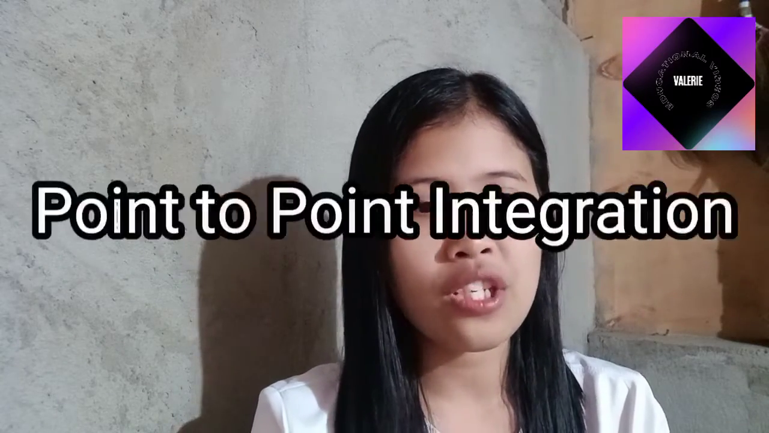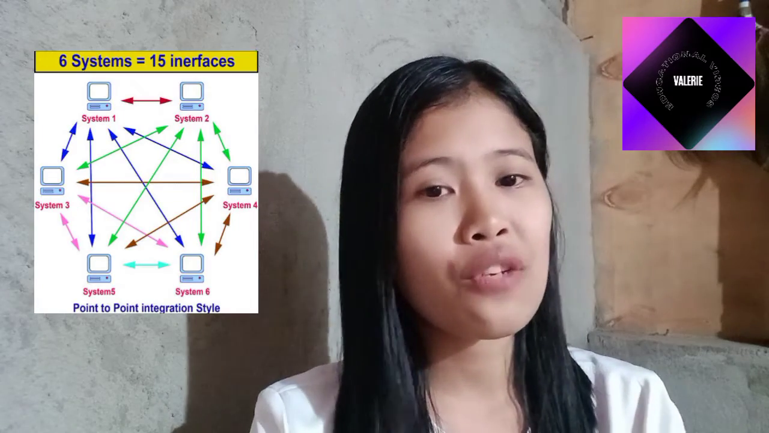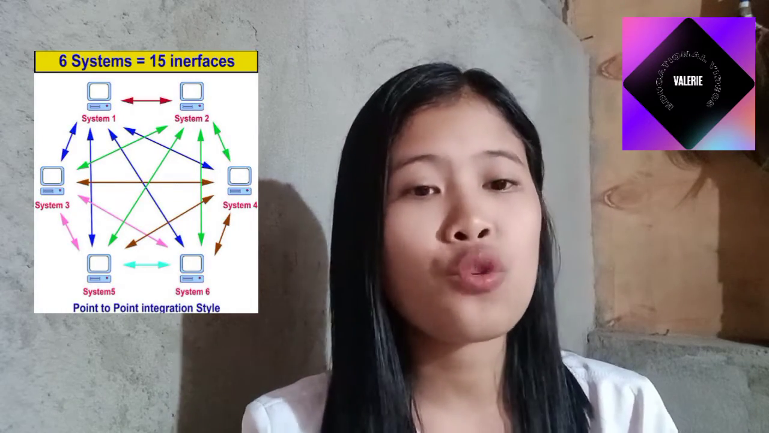The first is point-to-point integration. Point-to-point integration is also known as one-to-one integration. It's the simpler of the two integration models. Point-to-point integration is used when a sender has to send a message to a single receiver. As an example, an organization may need to update a human resource database with information from an ERP system.